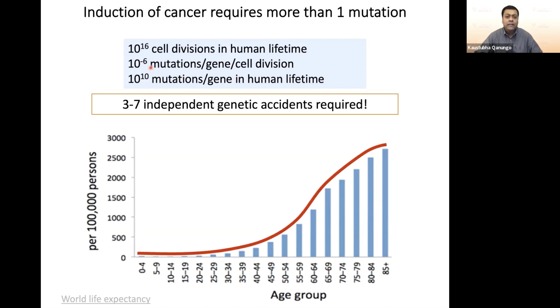Remember why this is so, because think about it, as we age, our cells are dividing more. So as we are aging, our cells are dividing more and more, and mutations, independent mutations or genetic accidents, are accumulating in the cells. And when 3 to 7 of them in a single cell happen, that will lead to cancer.